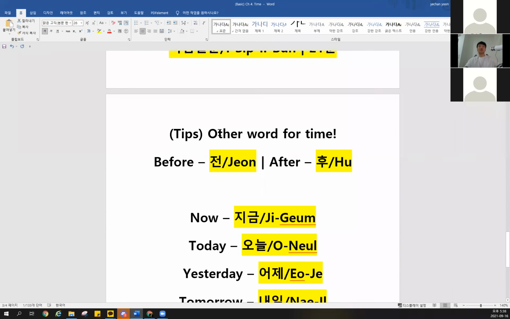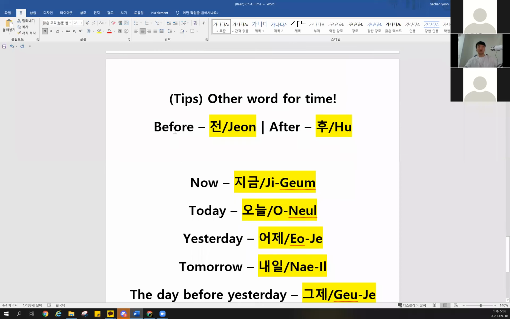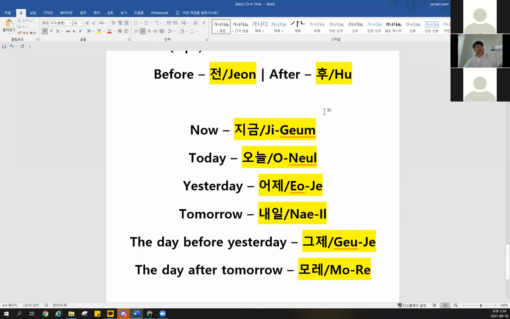Tips. Other words for time. So as I told you before, 전 can be written for before. And after, you can say 후. So in South Korea, when you do plastic surgery, they have like before and after pictures, right? You can also use 전 and 후 with that word. Okay.